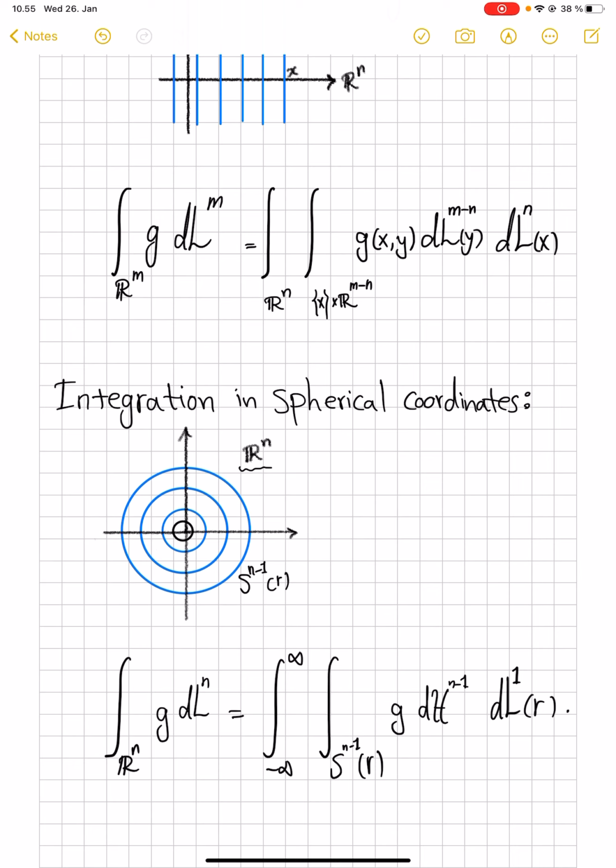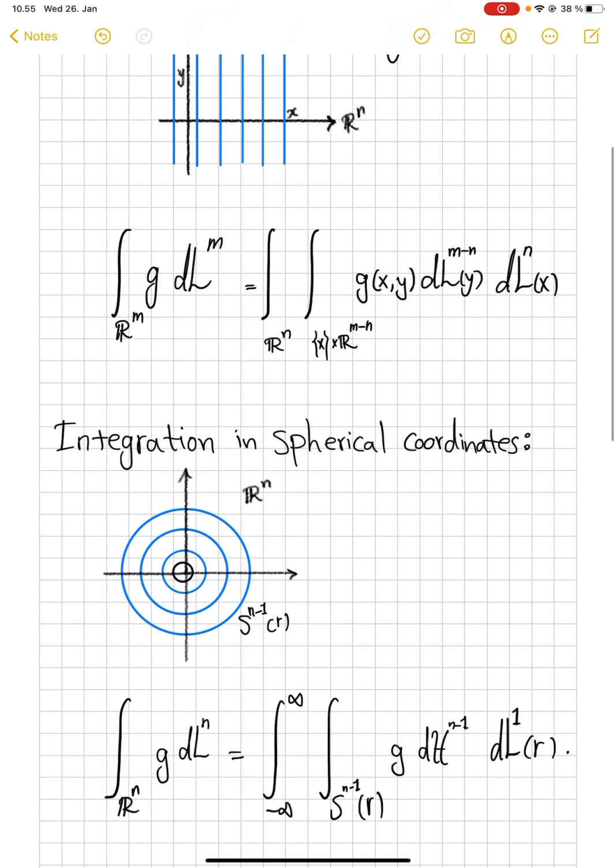So I put negative infinity, but in fact, for negative values of r, this is an empty set, and it's just 0, the integral. So it's really 0 to infinity. But you will see why I put it that way.